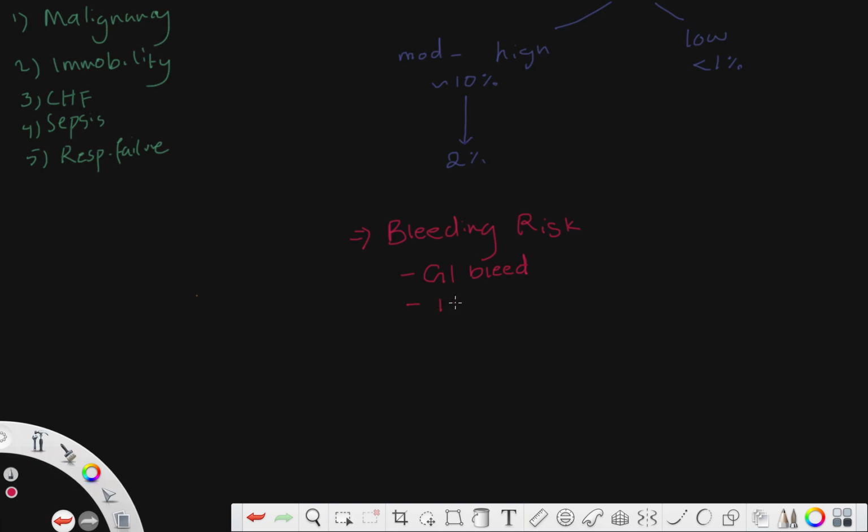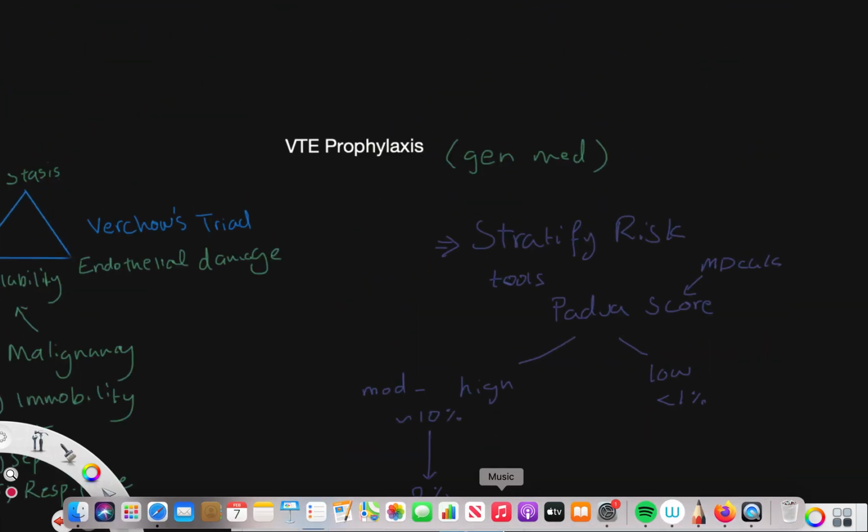Any hemorrhages, so intracranial hemorrhage, for example. I would add to this list anyone with severe thrombocytopenia, any sort of platelet disorders, and moderate to severe coagulopathies. These are the major bleeding risks in a patient, and the bleeding risk needs to be assessed before someone is commenced on anticoagulation. So we've done this. Now we just go to our decision-making tree or diagram.